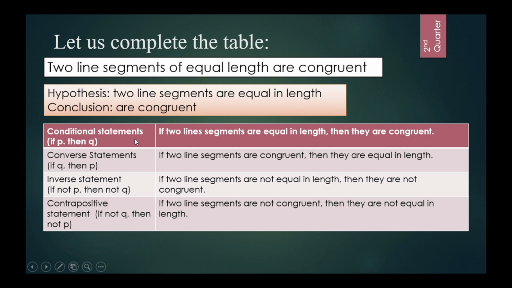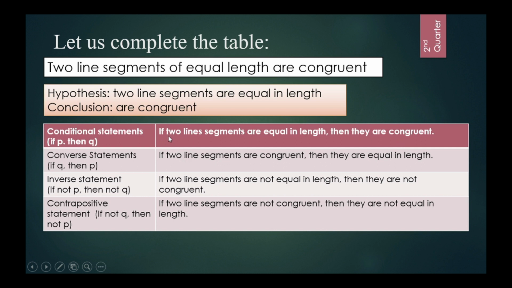Unahin natin si conditional. Conditional statement, ito yung may if P, then Q. So, if two line segments are equal in length, this is our hypothesis, then they are congruent. We add the word they. Nag-replace tayo, nilagyan natin ng word na they. Yung they ay tumutukoy dun sa two line segments. Kasi kung ang ilalagay mo lang dyan ay then are congruent, nawala yung ating noun, nawala yung pinag-uusapan natin, yung subject. So, we are going to add subject to the then statements. Para naman kahit papano, buo yung diwa ng ating then statements.